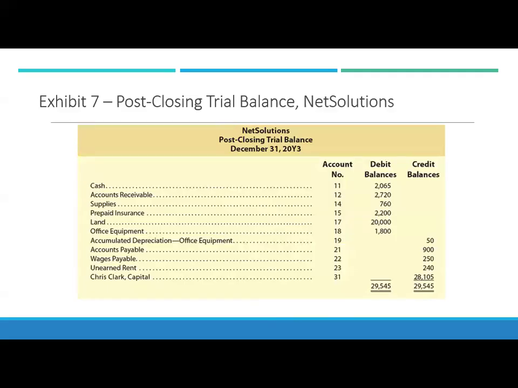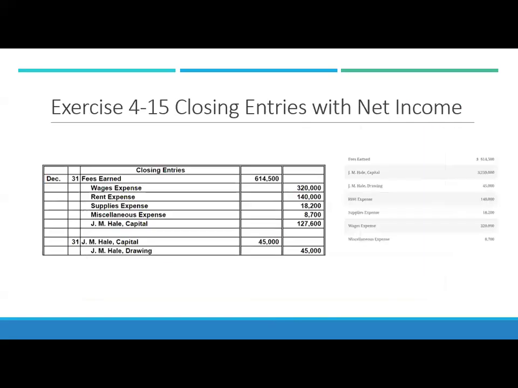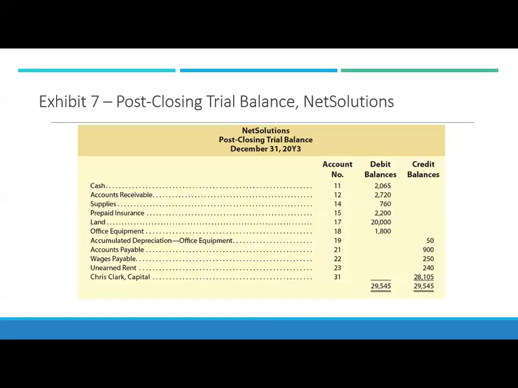And then we have a post-closing trial balance. And then this is all the amounts that will appear directly on the balance sheet. And these will be the beginning balances for the next year or the next month or the next quarter. And it only has the balance sheet or the permanent accounts. So it does not have any of the income statement accounts, and it does not have the drawing account on the post-closing.